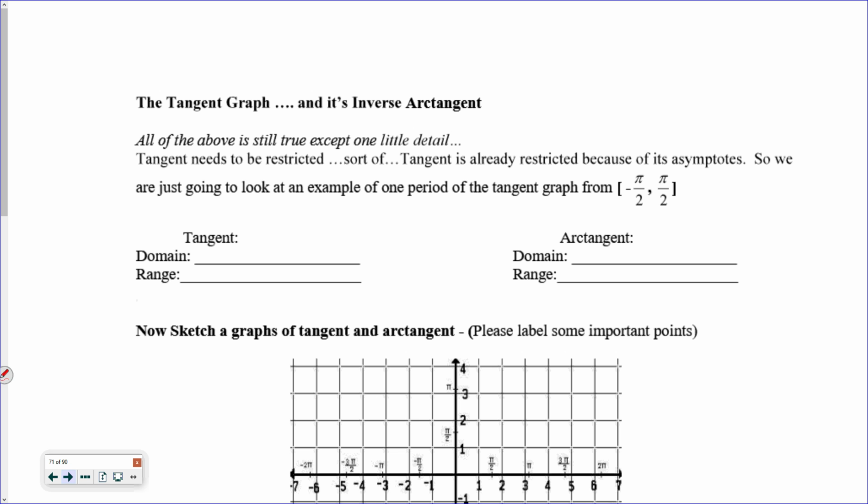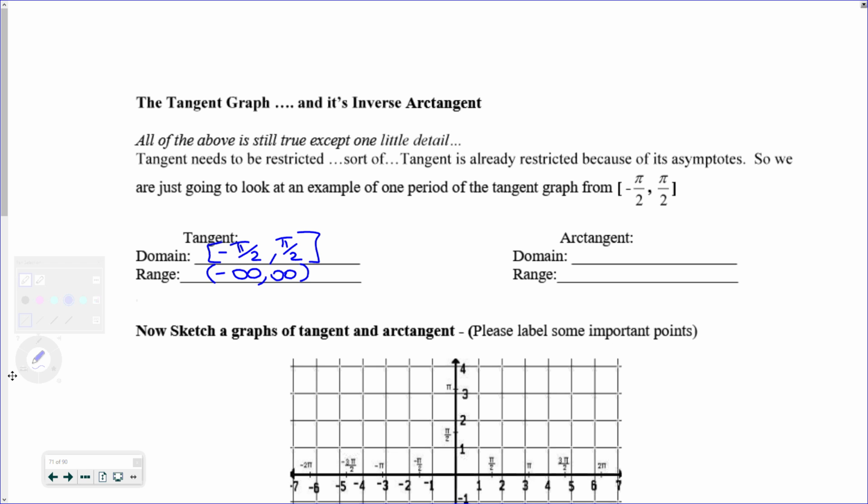For tangents, I remember that we talked a little bit about domain, and we talked about how asymptotes break up our domain. We're not going to worry about that right now. We're just going to stick to a very, very simple definition where the domain goes from -pi/2 to pi/2. A very small period. And the range for that actually goes from -infinity until +infinity, because those had asymptotes.